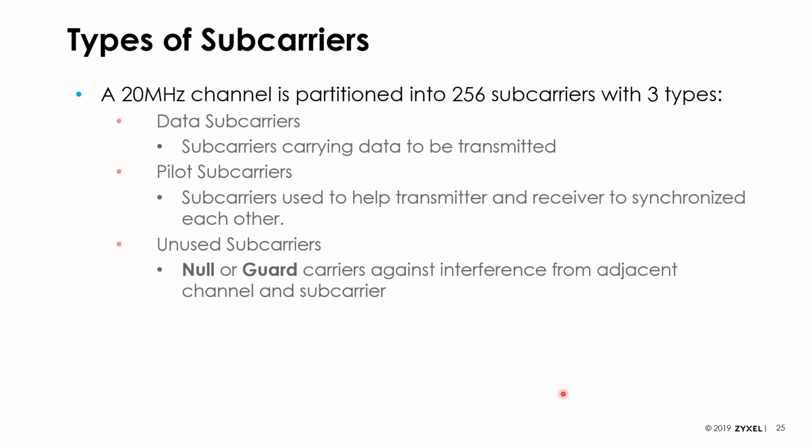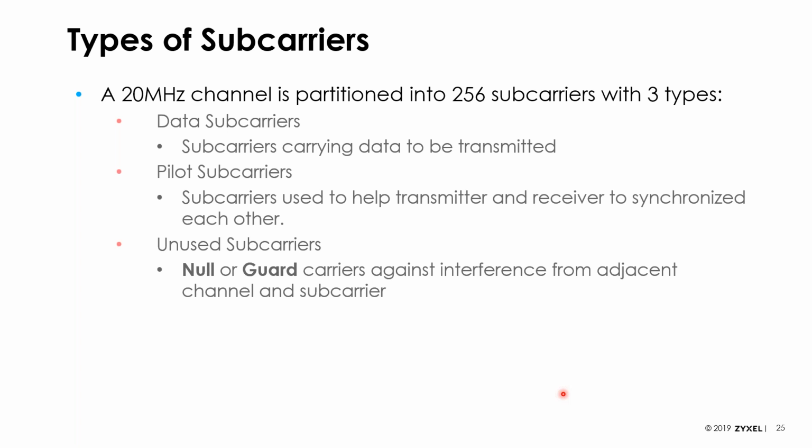Also, after this improvement, in the AX they have increased the amount of sub-carriers to 256. And there are 3 types of actual sub-carriers. There are data sub-carriers, which are used to transmit the actual data. There are pilot sub-carriers, which are used to keep the transmitter and receiver, so the AP and the client, synchronized with each other. And then there are unused or null or guard carriers, which are there to protect against interference.